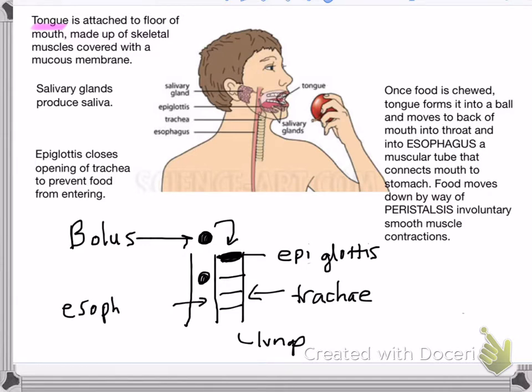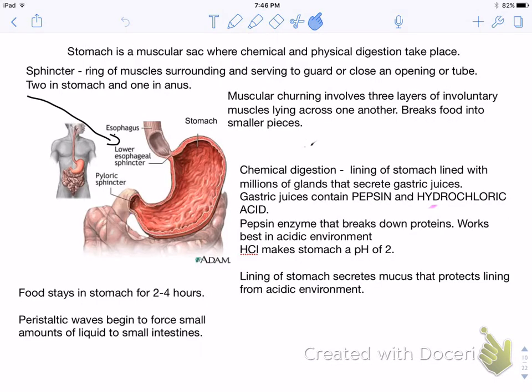The way that the bolus goes down your esophagus is by a process called peristalsis. Peristalsis is an involuntary muscle contraction with wave-like contractions that pushes the bolus down into your stomach.